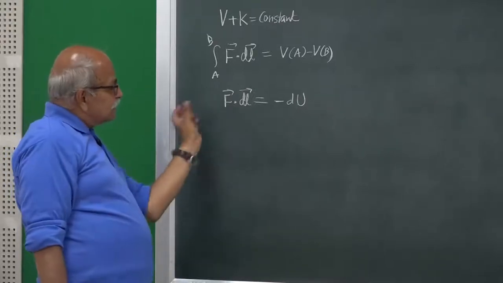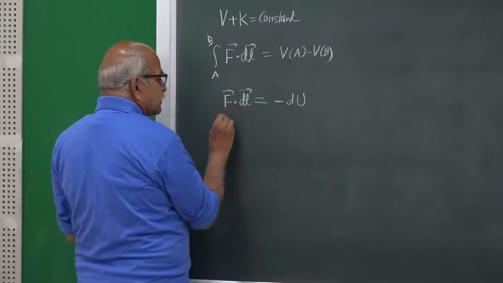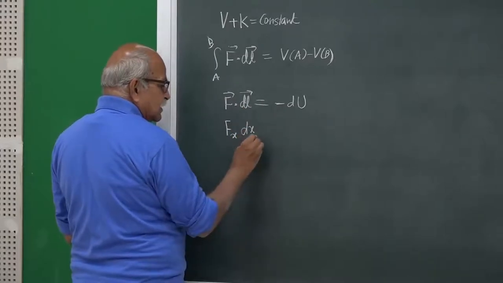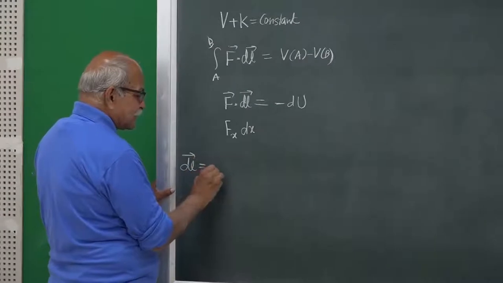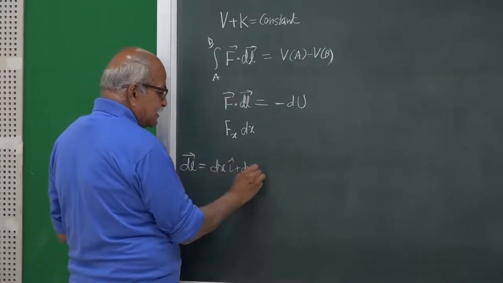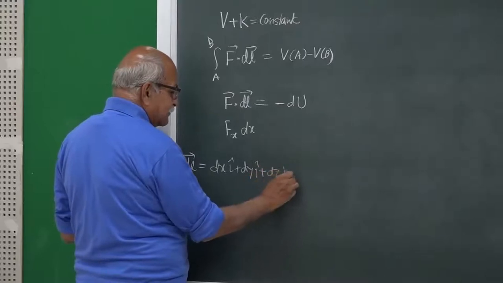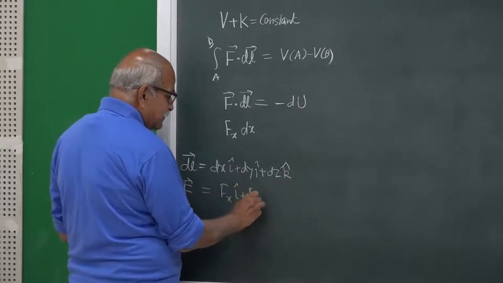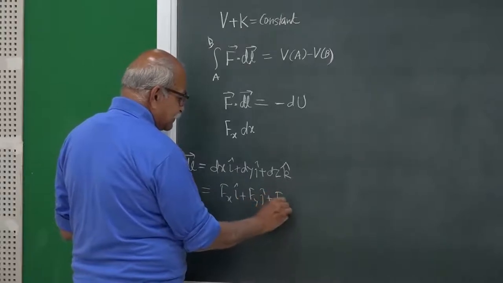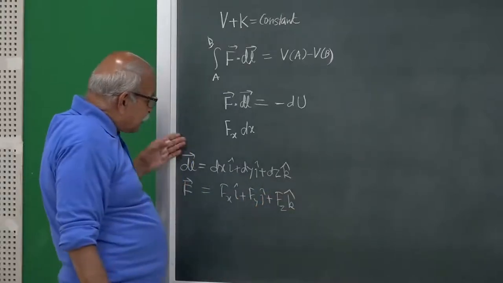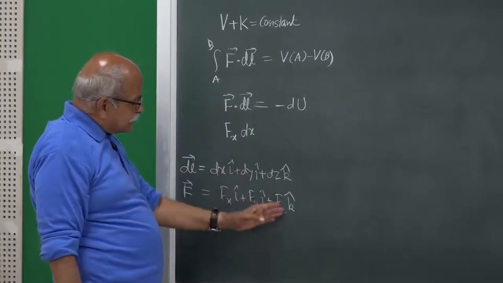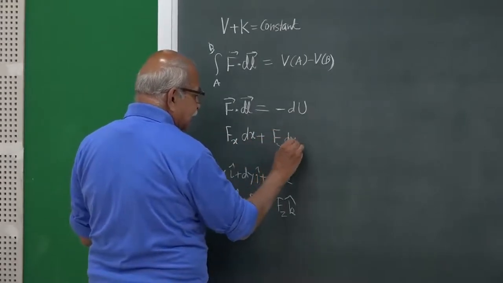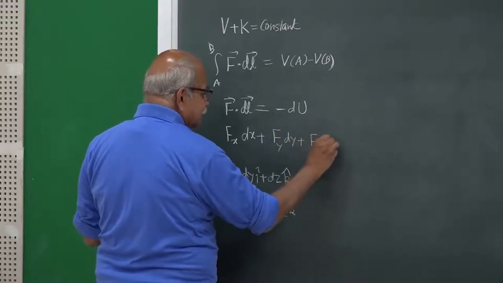Now this gives me another beautiful equation. If I write in component form, dl you can write as dx i cap plus dy j cap plus dz k cap, and F you can write as Fx i cap plus Fy j cap plus Fz k cap, and if you take the dot product, it is Fx dx plus Fy dy plus Fz dz. So this is Fx dx plus Fy dy plus Fz dz, this is minus dV.